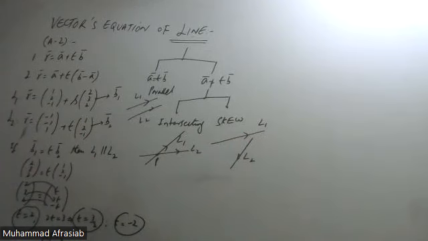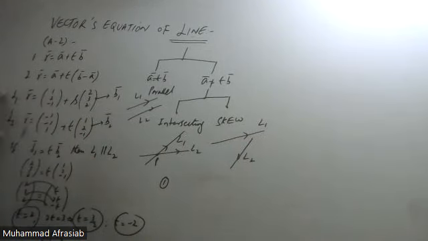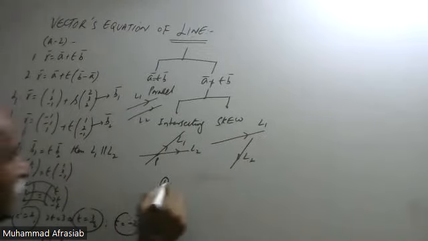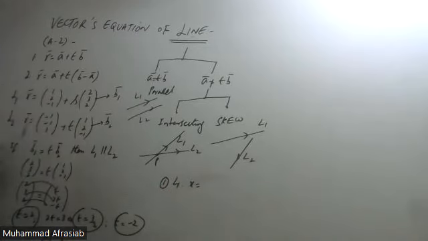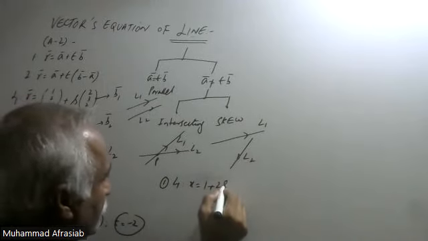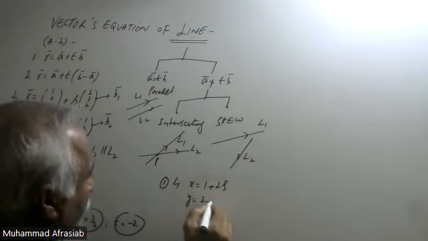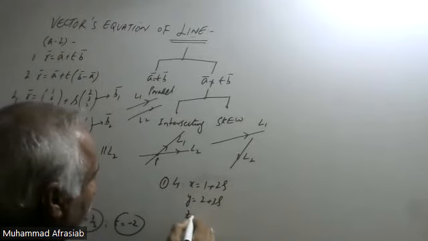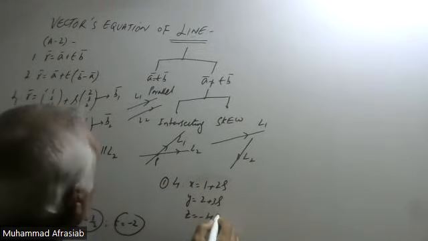For this example, let's take the first example where L1 and L2 are given. Then for the line L1, the x coordinate in the parametric form is 1 plus 2s, y is equal to 2 plus 3s, and z is equal to -1 plus 2s.